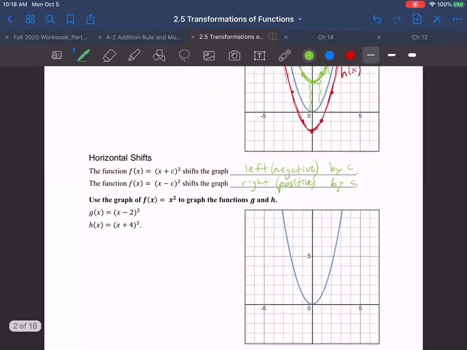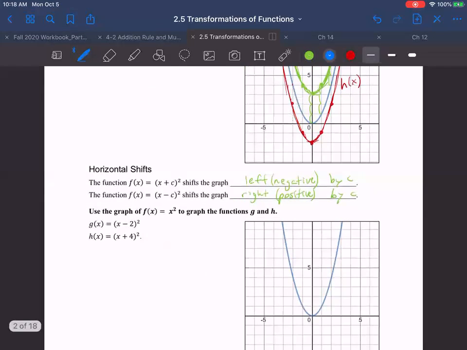So again, we start here with the graph f of x equals x squared. So this is that f of x function, same function. But now what we're doing is we're subtracting 2 from inside of it. All right, and so that's this first one here. I'll do that one in green. This is going to shift it to the right by 2. So this is going to shift right 2.